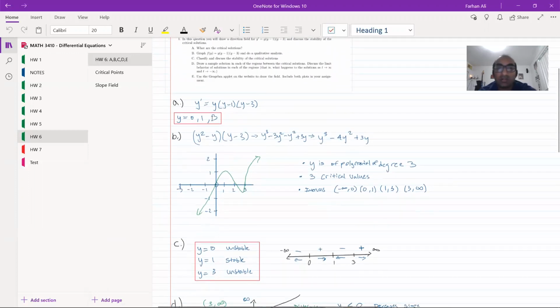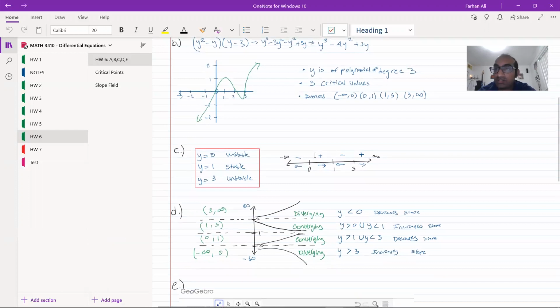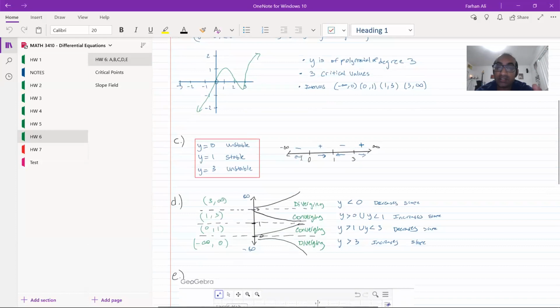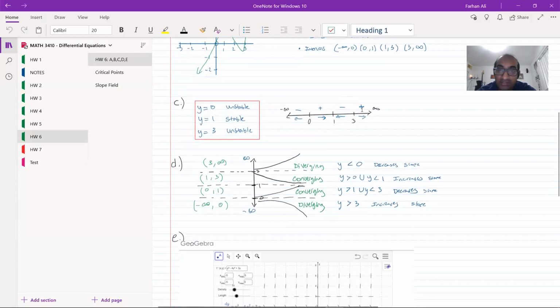So in short, when we had the y prime function, we can determine the critical points. With the critical points, we can determine the behavior of the graph by picking any arbitrary number within each of those intervals, and we can find out what's happening on those intervals, whether it's negative or positive, which is another way of saying decreasing or increasing in slope. And then by having all of these combined, we can get the combination pattern to find out if they're converging or diverging. And that will tell us if it's unstable or stable.